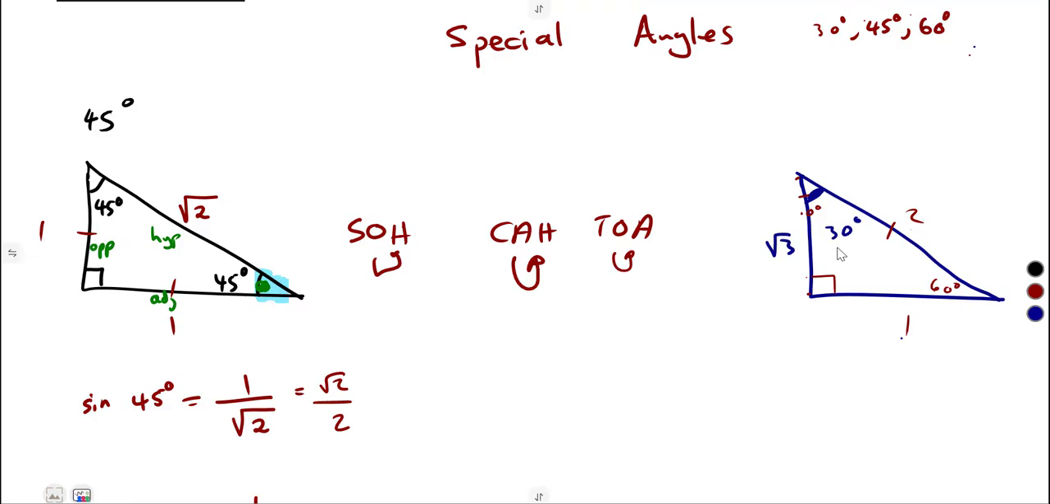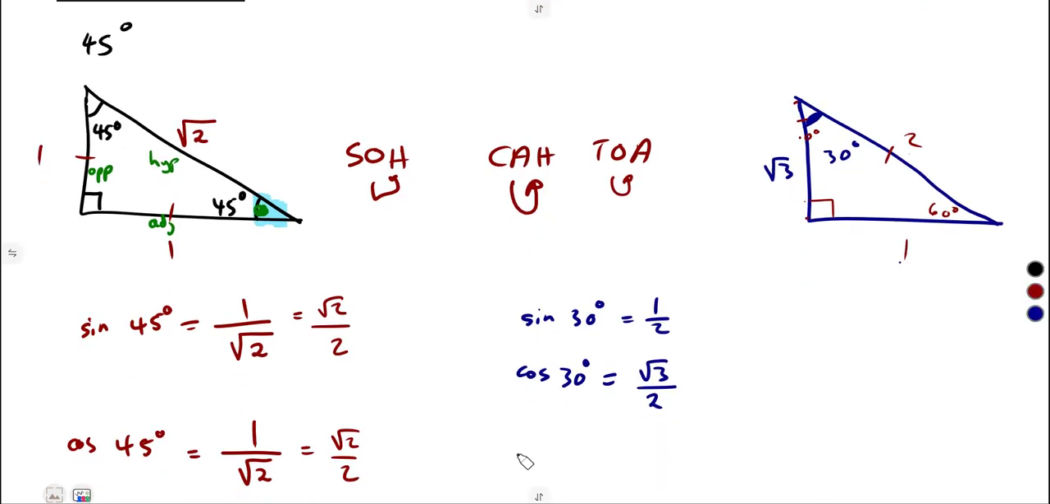So let's start with 30 degrees. According to the angle of 30, sine of 30 degrees is what? Opposite over hypotenuse, 1 over 2. Same answer that you can get from your calculator. The cos of 30 degrees is adjacent over hypotenuse, square root of 3 over 2. There's no need for us to simplify that one. Then the tan of 30 degrees, opposite over adjacent.